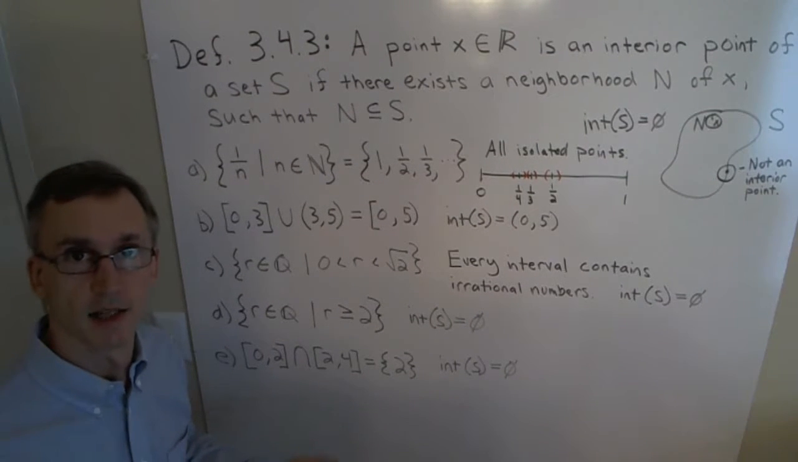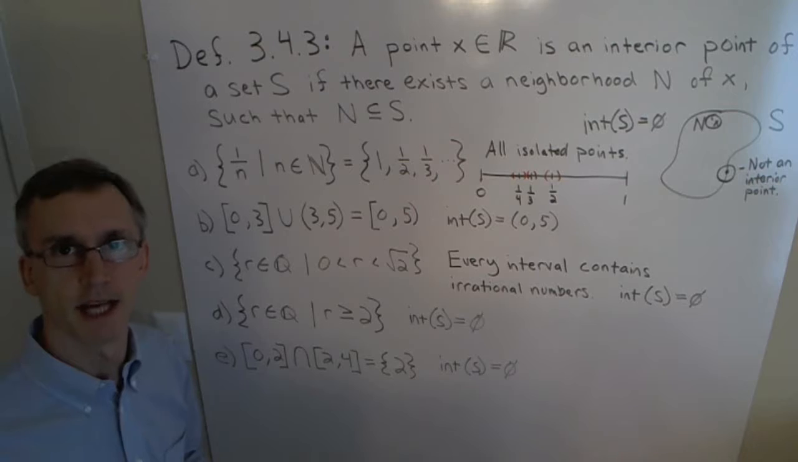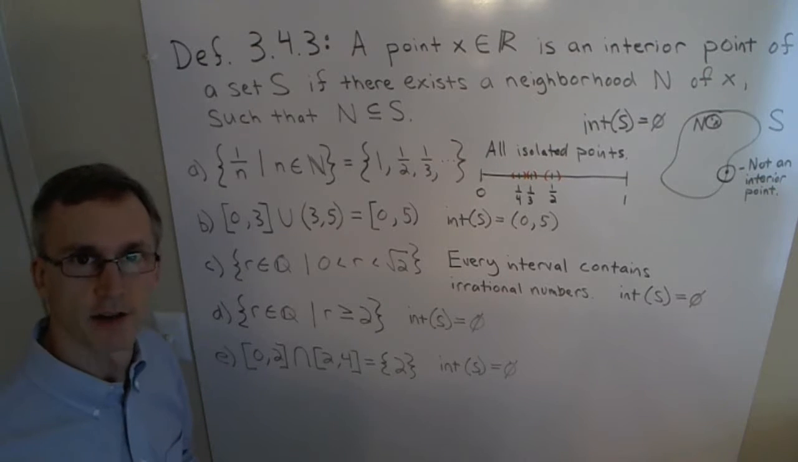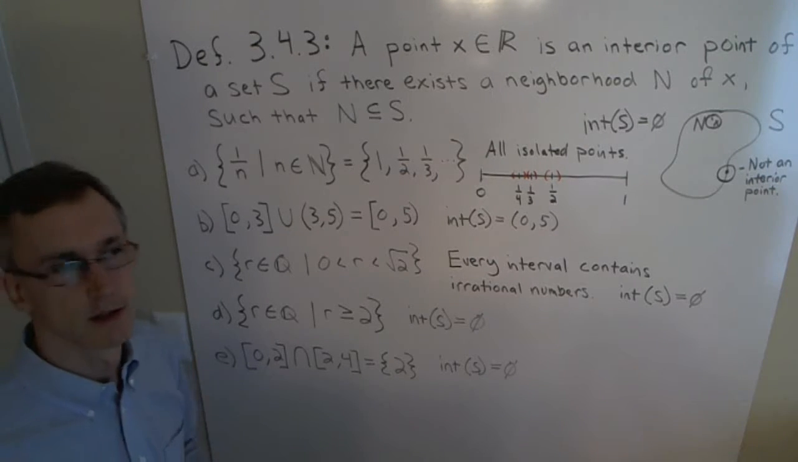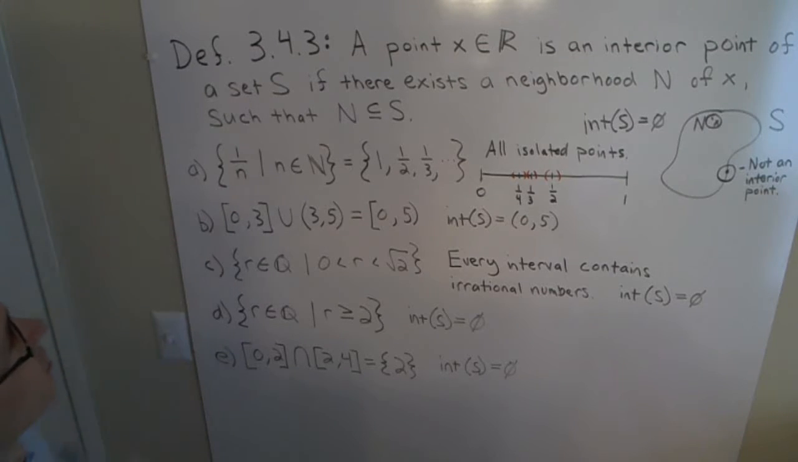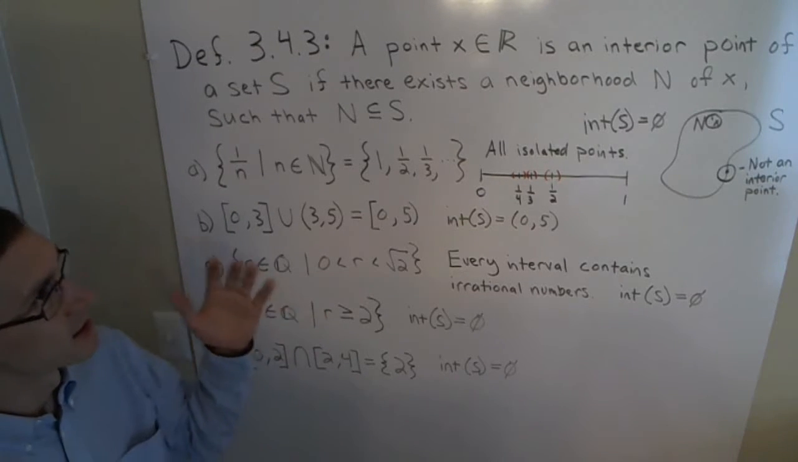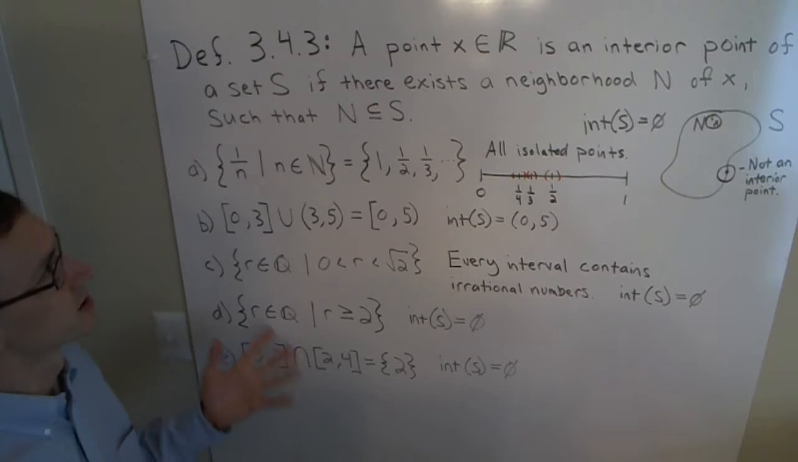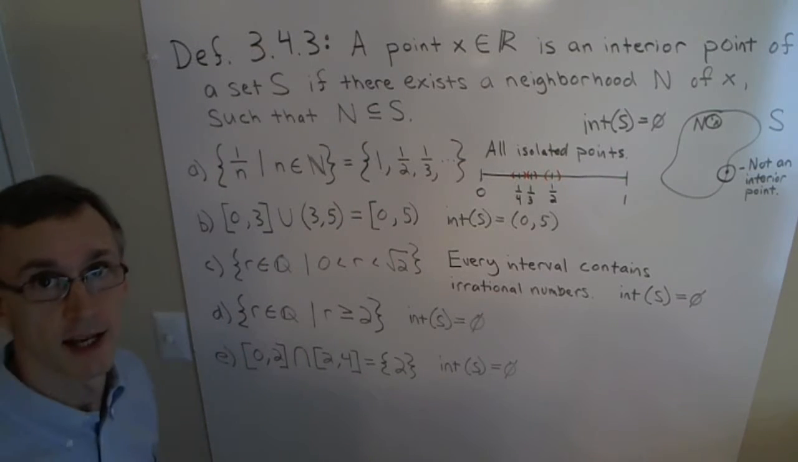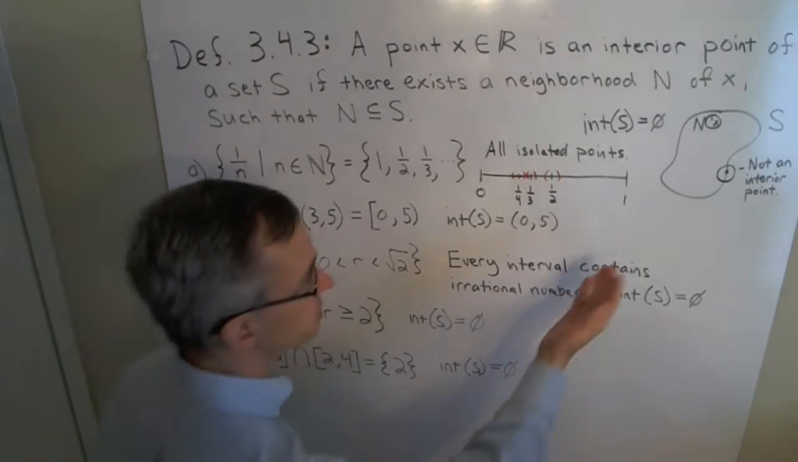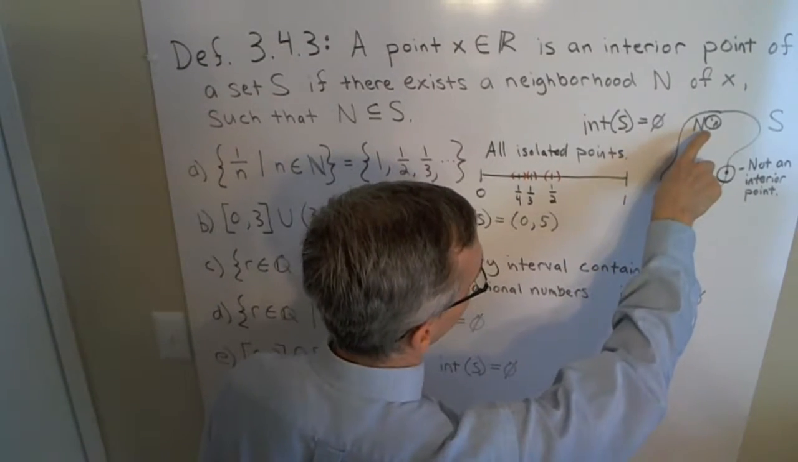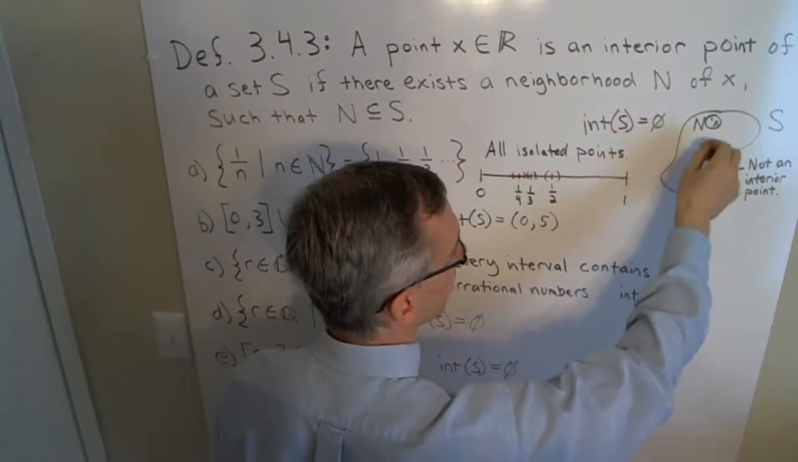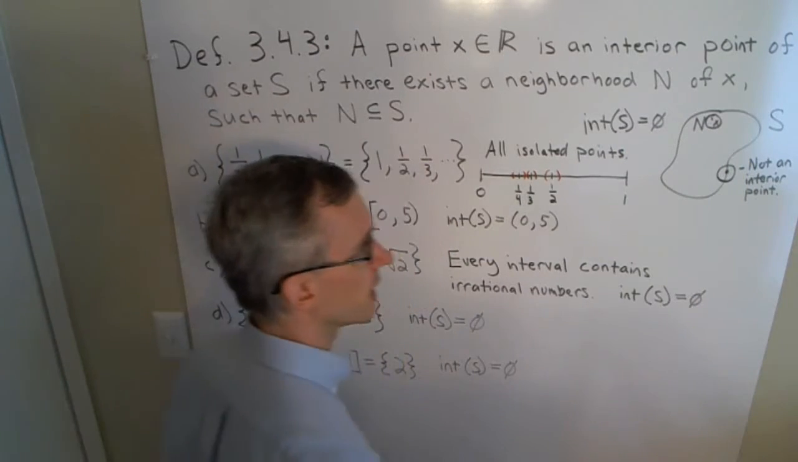In this exercise, we determine the interiors of some sets. The interior is the set of all interior points. By definition 343, point X is an interior point of a set S if there exists a neighborhood which is entirely contained within the set S. That's illustrated here. With this point X, we can draw a neighborhood around it that's entirely inside S.